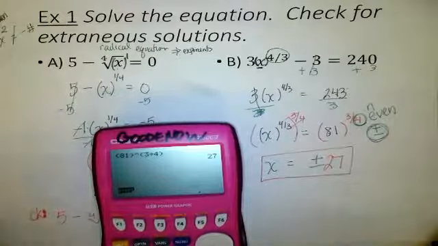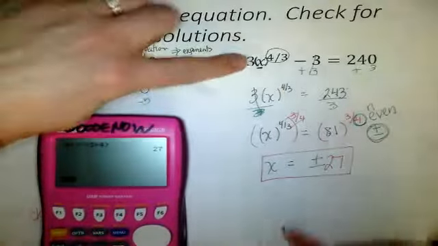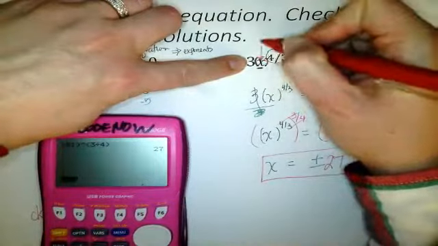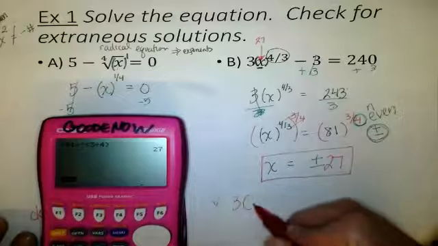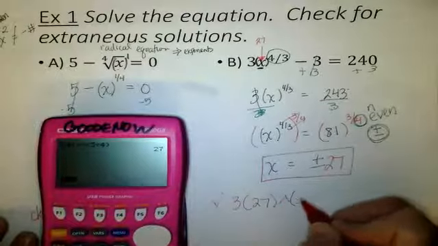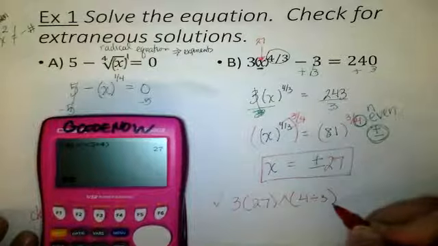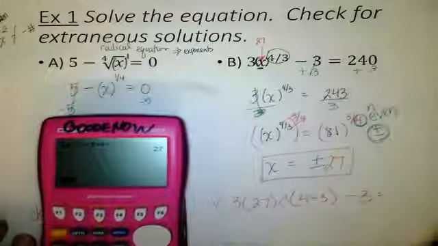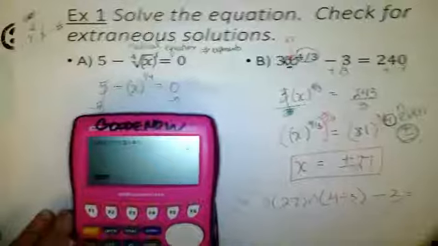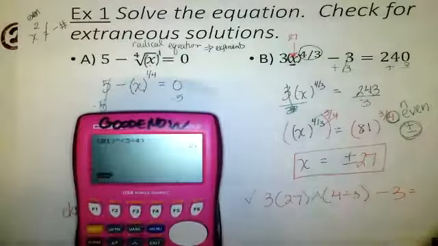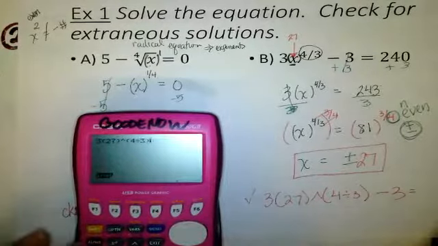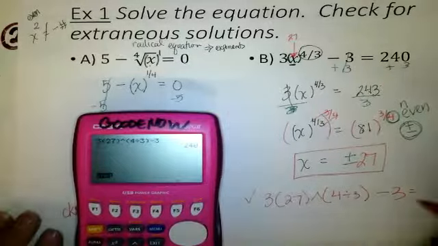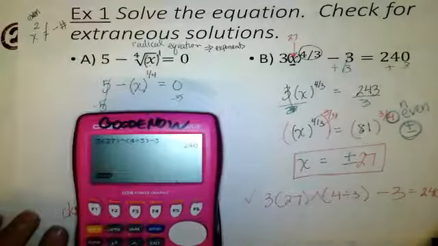Again, I'm going to check this very carefully. I'm going to take and plug in my x there. I'm going to plug in the 27. So to check this, I would do 3 quantity 27 to the 4/3 power and then subtract 3. So I'm going to type in that whole thing and see if it works back into the original. 3 quantity 27 to the 4 divided by 3 power and then subtract 3. And I do get 240, so I know it works.